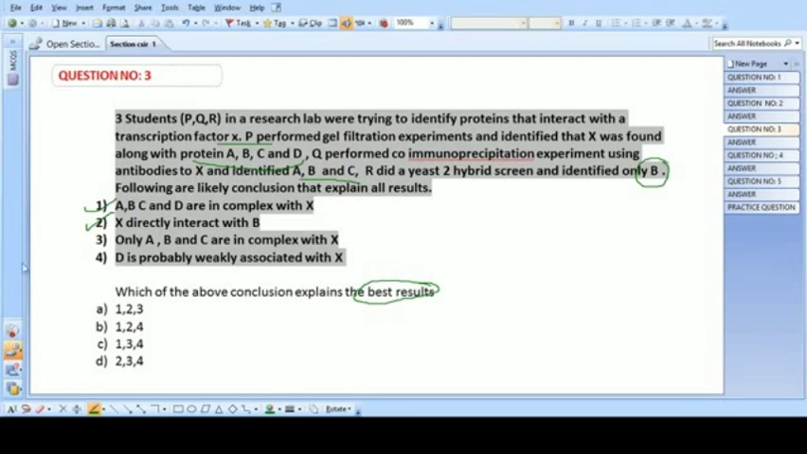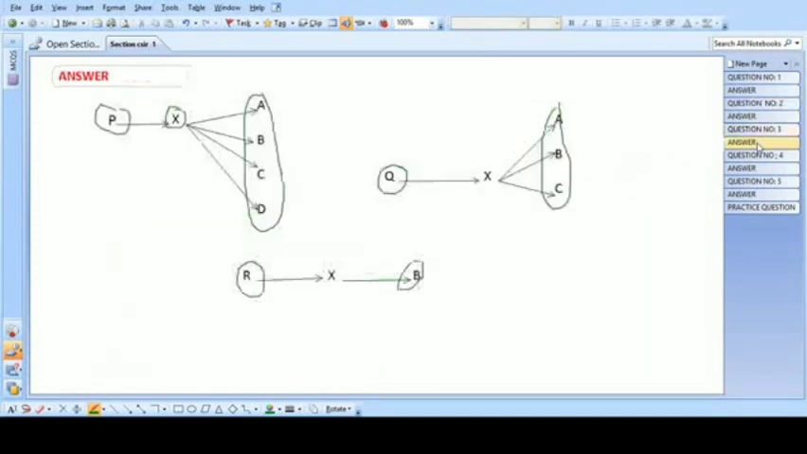Next is only A, B, C are in complex with X. Here it says that only A, B, C form a complex. No, it's wrong, because student P has proved that D has an association with the transcription factor X.